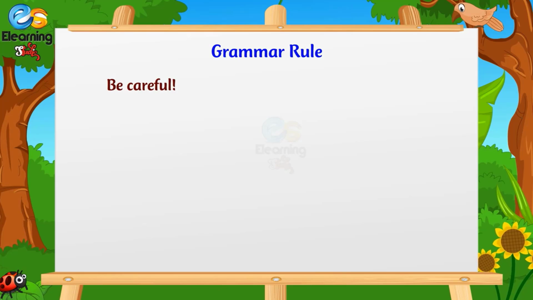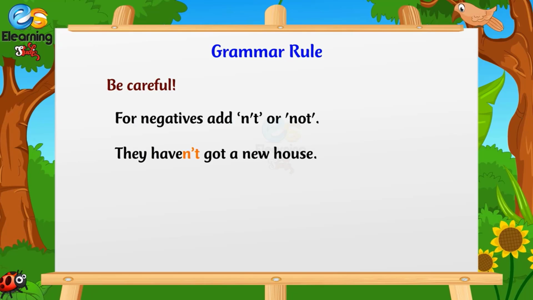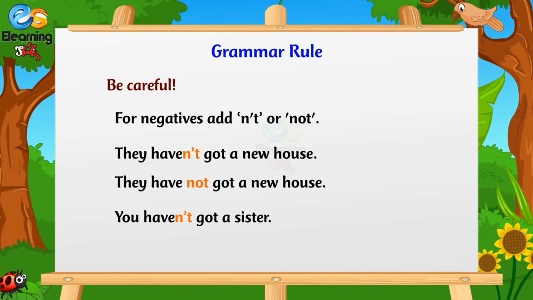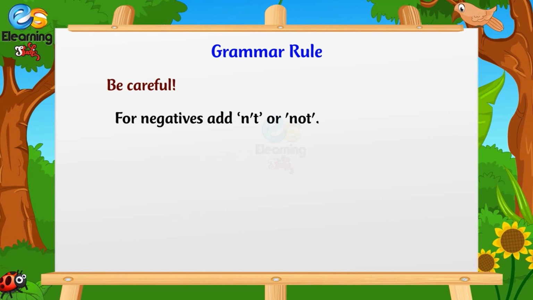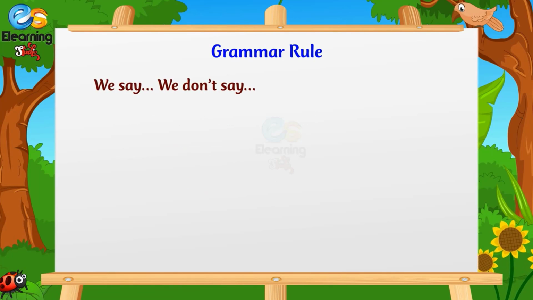Be careful. For negatives, add n't or not. They haven't got a new house. They have not got a new house. You haven't got a sister. You have not got a sister. She hasn't got a parrot. She has not got a parrot. We say, we don't say.